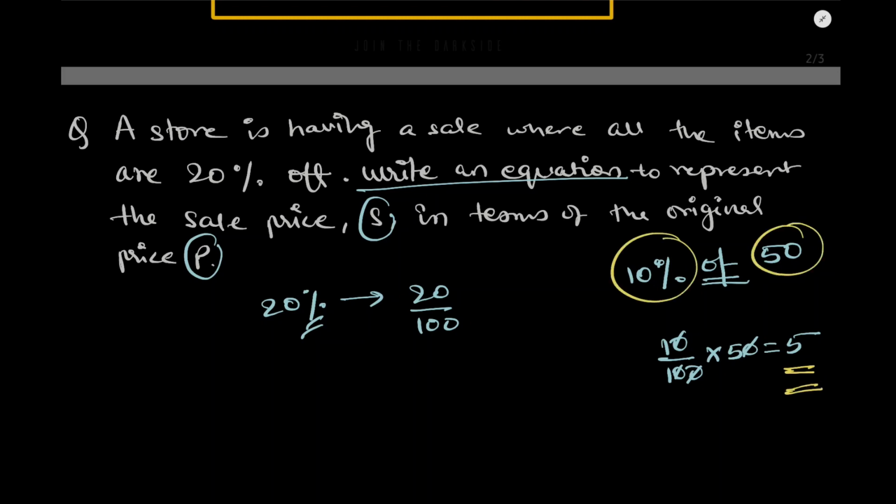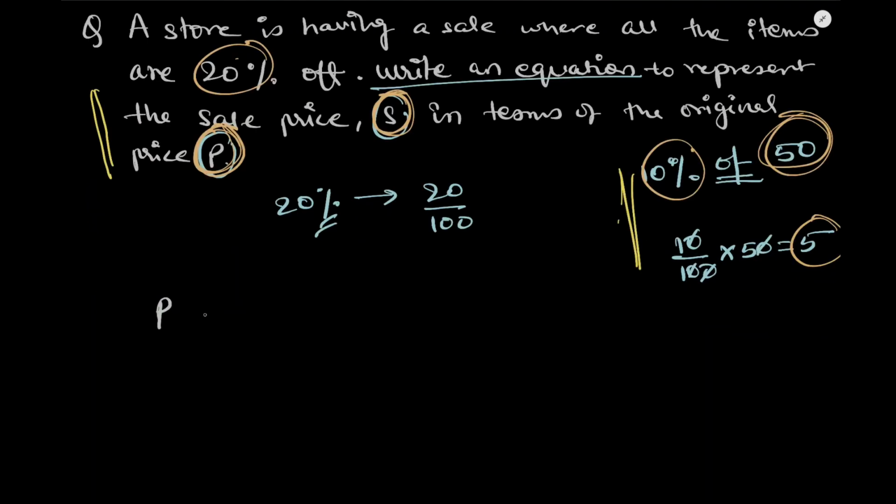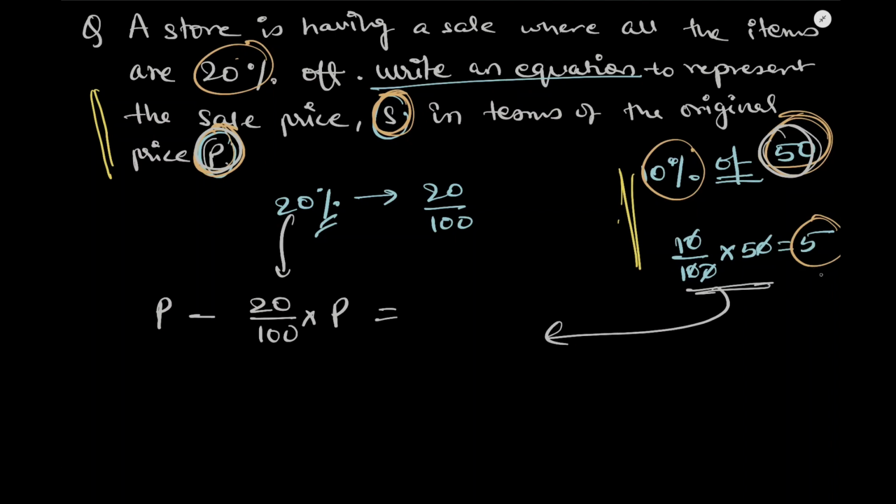Now how do we use this concept in this question here? So like the 10% will be 20%, the 50 will be the original price, minus the 20% of 50, which is P, which is equal to this, we apply it here, which is equal to S, right? I hope you understood why I did this.